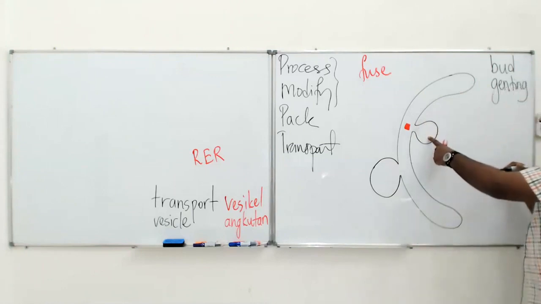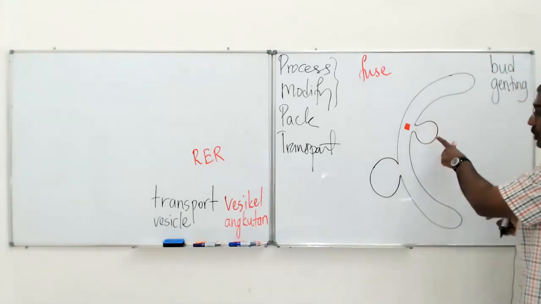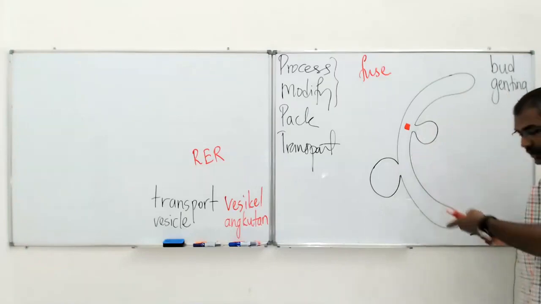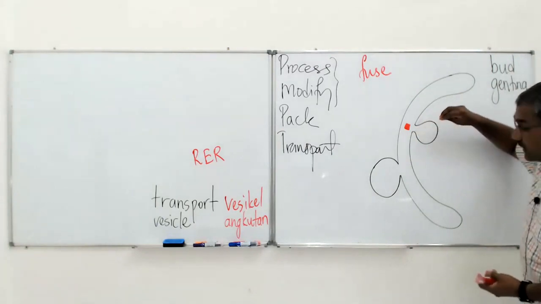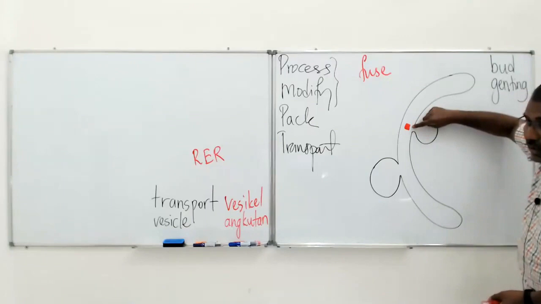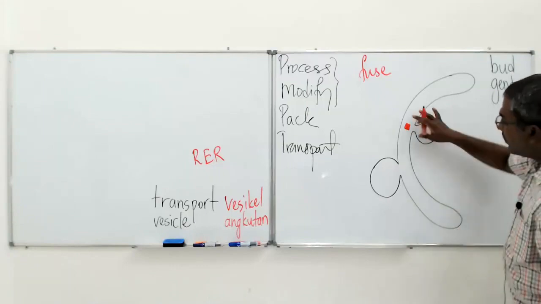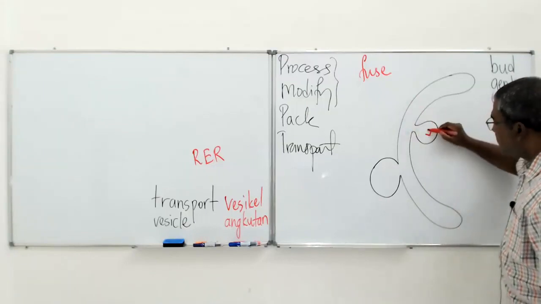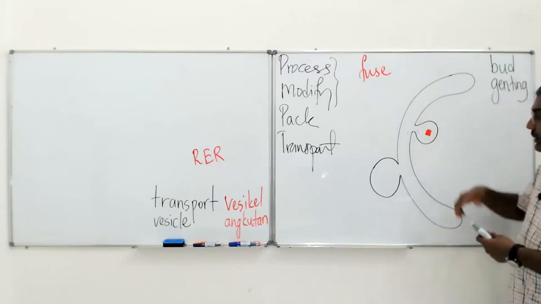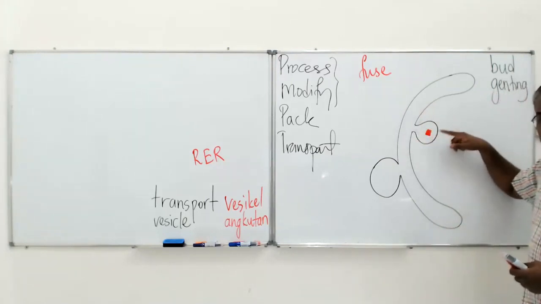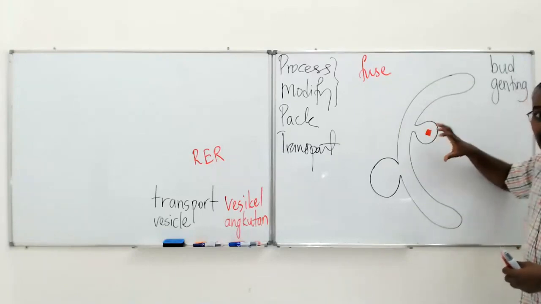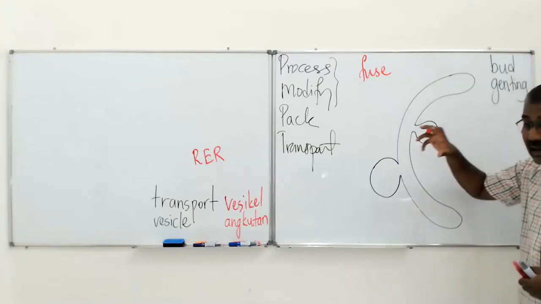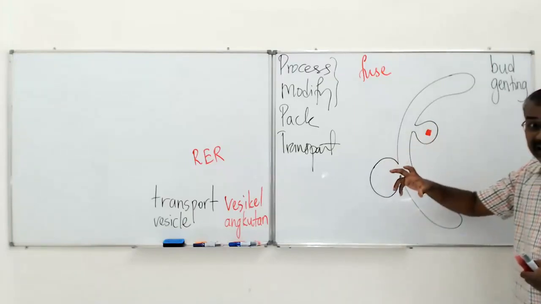We call this bud, genting, terbentuk daripada membrane Golgi apparatus. Okay, so after the bud is formed, selepas genting ini dibentuk, maka enzim tadi akan masuk ke dalam bud ini. Selepas enzim itu masuk ke dalam bud ini, maka lepas itu apa berlaku? This bud will putus, bud off. Kemudian dia akan bud off, dia akan terputus, dia akan menggenting.